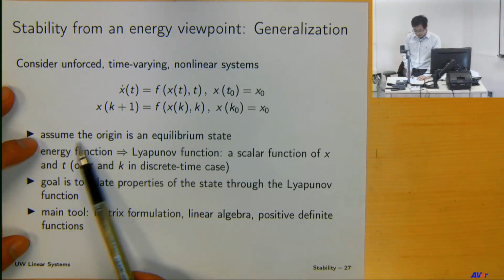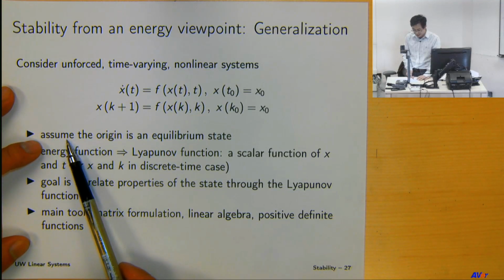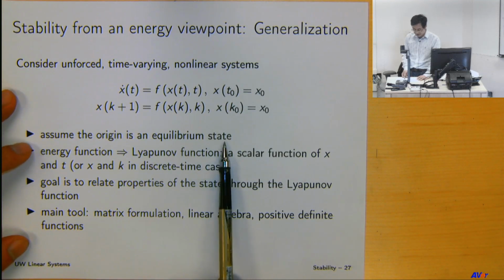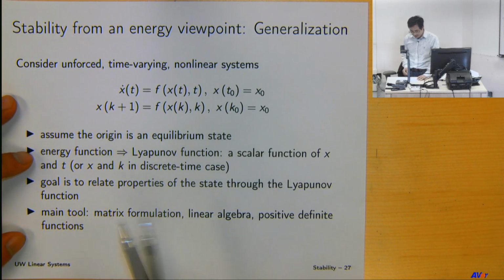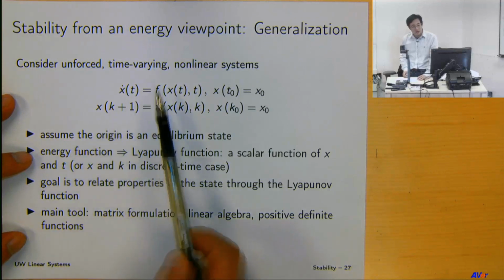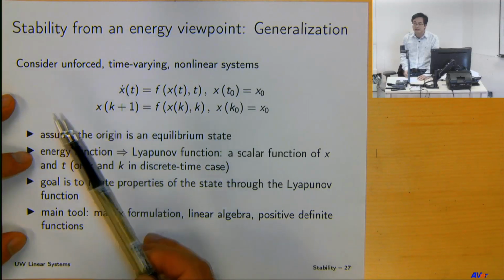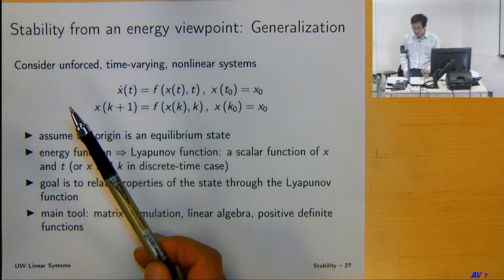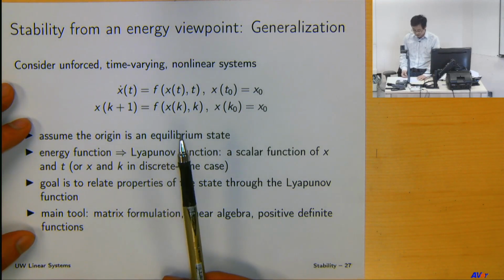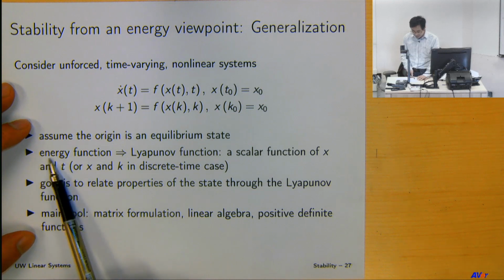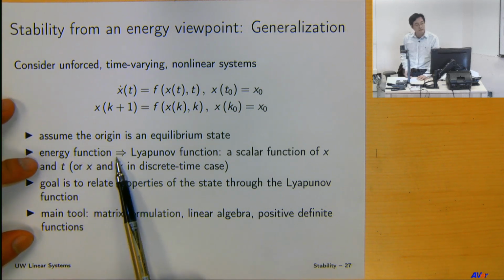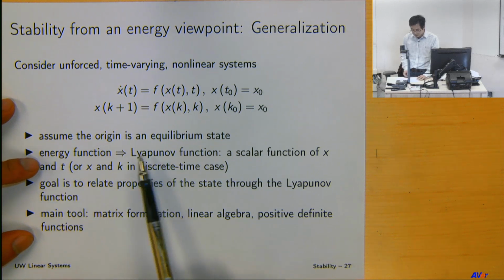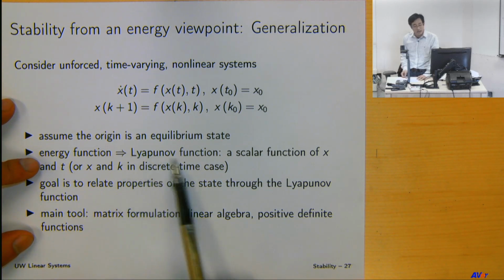Let's assume, for simplicity and without loss of generality, that the origin, what we are looking at, is the equilibrium state. And this time it's no longer just a spring mass, where we can compute the energy easily. This time it's a general system and the state can have different meanings. So the concept of the general energy function is going to generalize to a Lyapunov function.